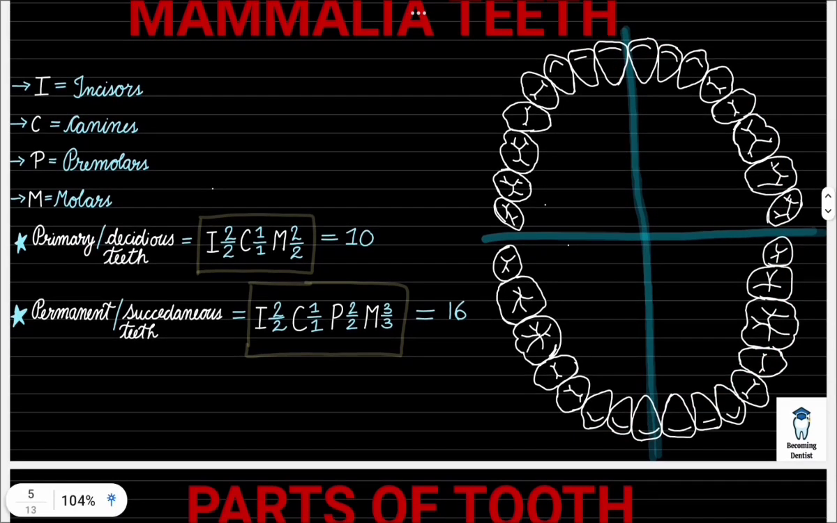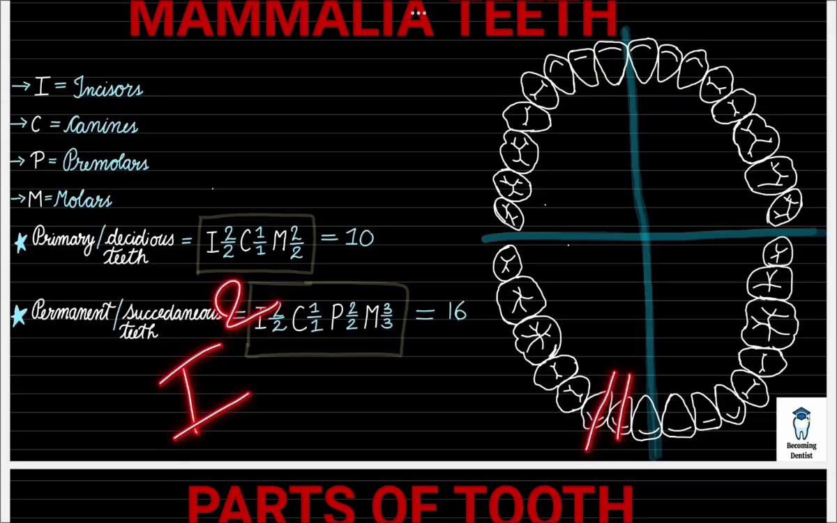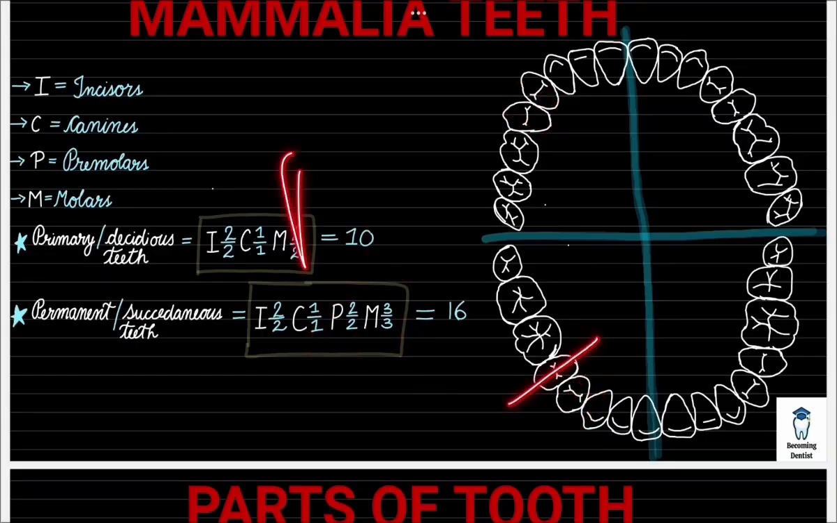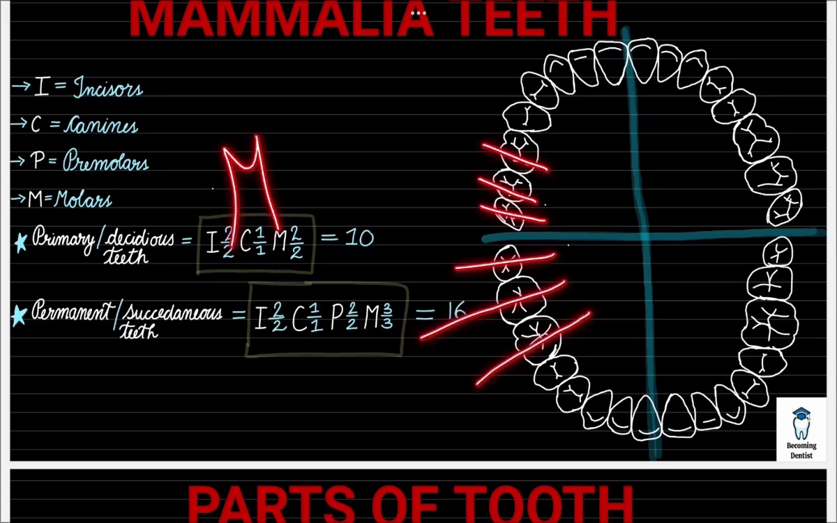Similarly, for permanent teeth, we have the central incisor, lateral incisor. So incisor, 2 maxillary, 2 mandibular, the maxillary canine, the mandibular canine. So canine, maxillary, mandibular, 2 premolars. Now in permanent dentition, we will have premolars, that is 2 maxillary, 2 mandibular, and we will have 3 molars, the first molar, the second molar and the third molar. So we will have molar, 3 maxillary and 3 mandibular.